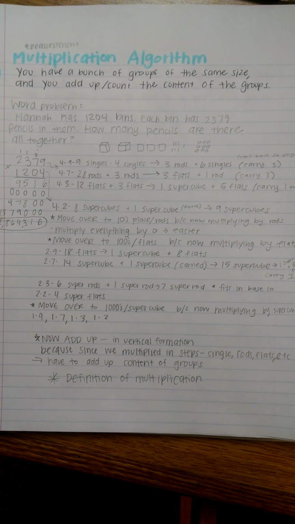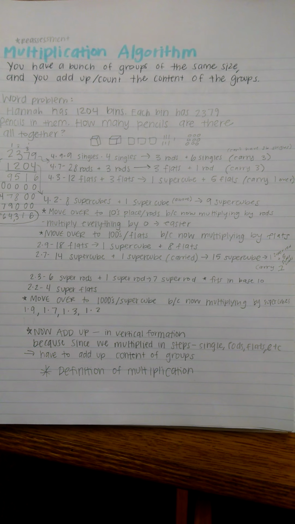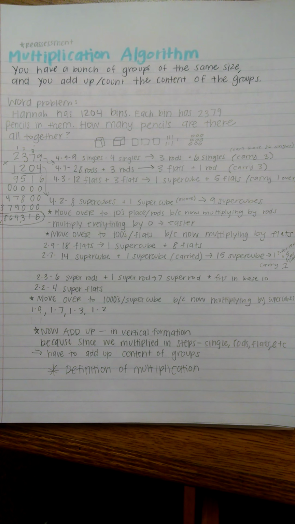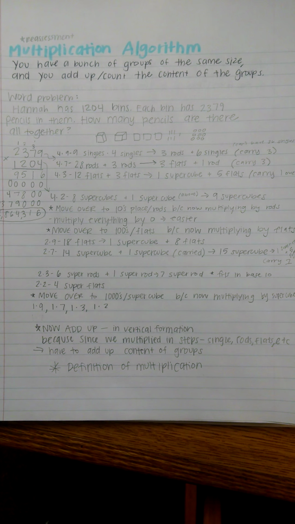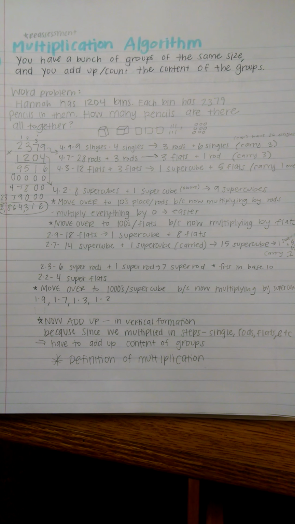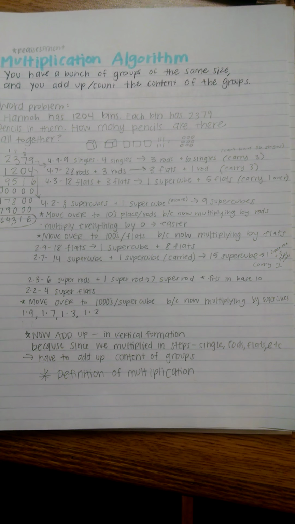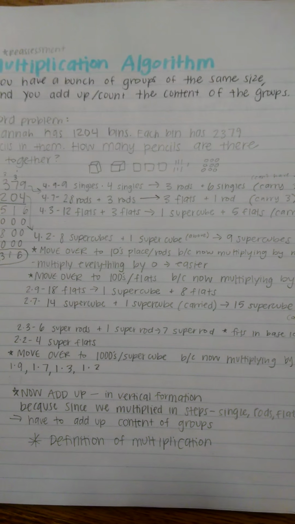Third reassessment video, we're going to do the multiplication algorithm. The definition of multiplication is that you have a bunch of groups of the same size, and you add up or count the content of the groups. To better understand this, we have a word problem.